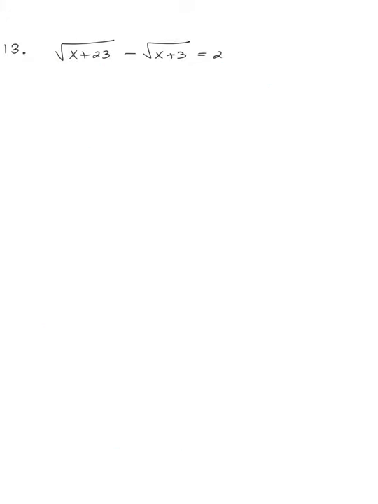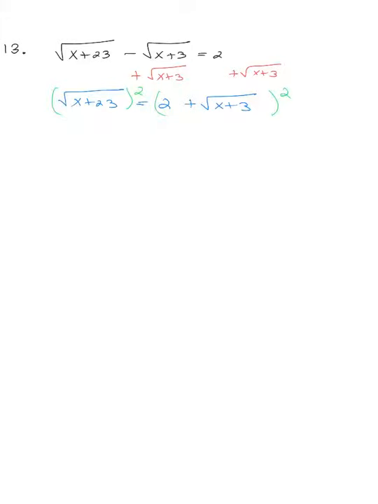All right, in this one, I have to start by adding, I guess I'll choose x plus 3 under the square root to both sides of the equation, changing this to the square root of x plus 23 is equal to 2 plus the square root of x plus 3. Great. I'm now going to square both sides.